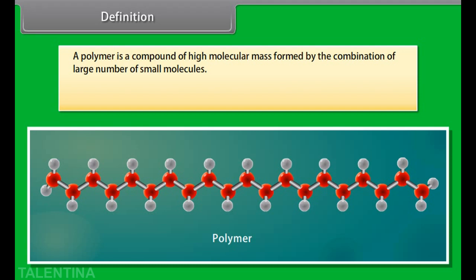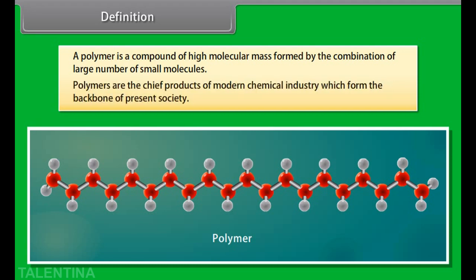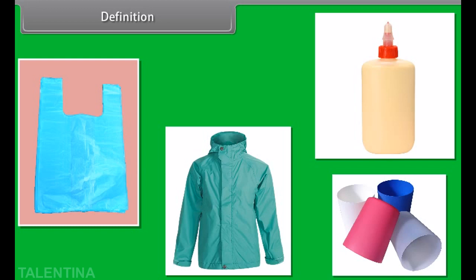small molecules. Polymers are the chief products of the modern chemical industry, which form the backbone of present society. In our everyday life, we use a number of materials like plastic dishes, cups, automobile tires and seat covers, plastic bags, raincoats, radio, TV and computer cabinets, a wide range of synthetic fibers for clothing, synthetic glues, flooring materials, and materials for biomedical and surgical operations, all based on polymers.